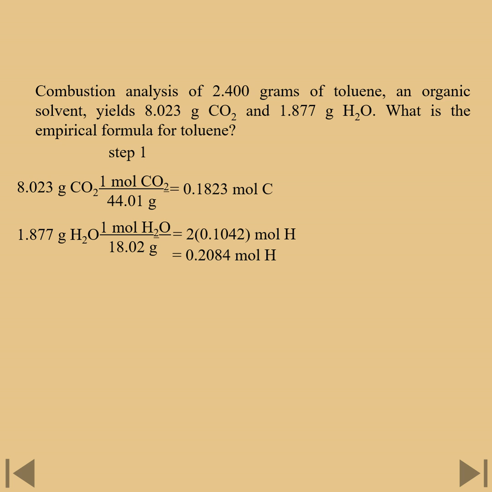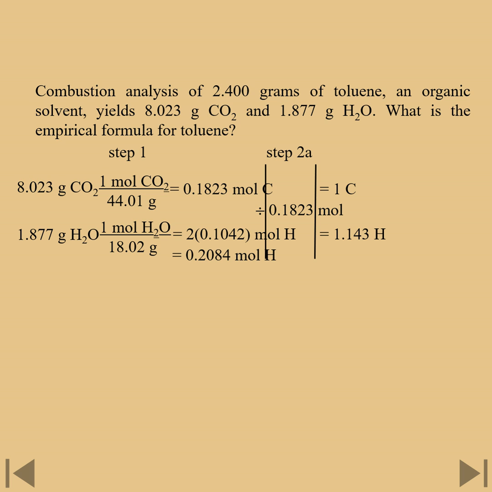At this point, we're doing what we normally do. Try to generate whole numbers by dividing both by the smaller number. So we're dividing both by the 0.1823 moles. And that gives us 1 carbon and 1.143 hydrogens.